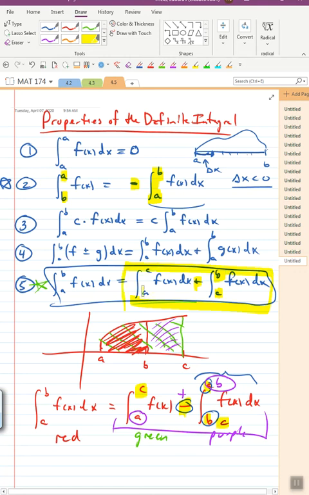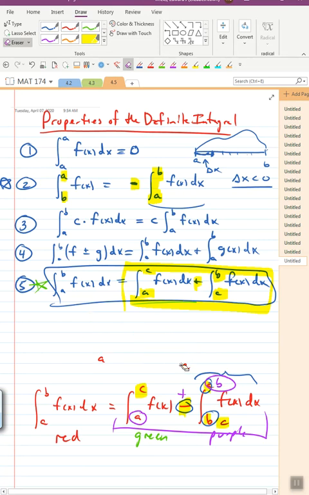up here. It says that I go from A to C plus the second integral starts at C where the first one stopped and then goes to B. Okay, the point here is what? And let me just write it here just so we're clear on this. In this property, A, B, and C are any numbers. Meaning it doesn't have to be A and then B and then C is in the middle.